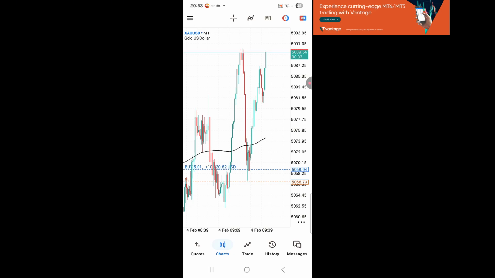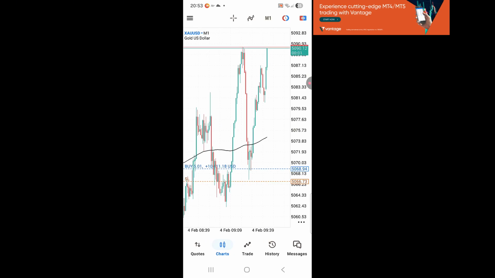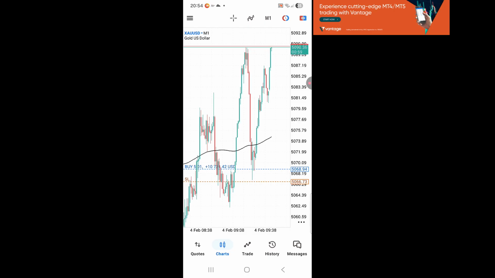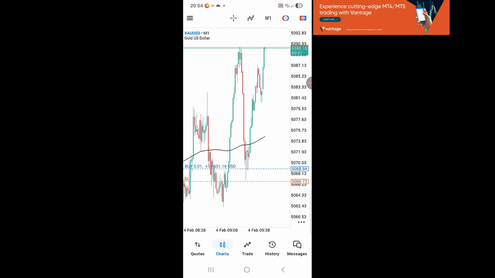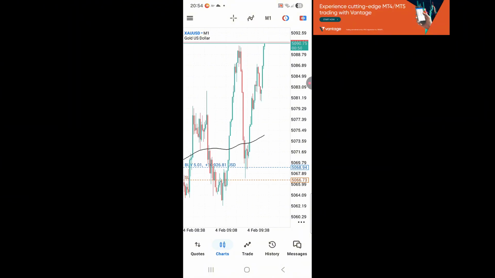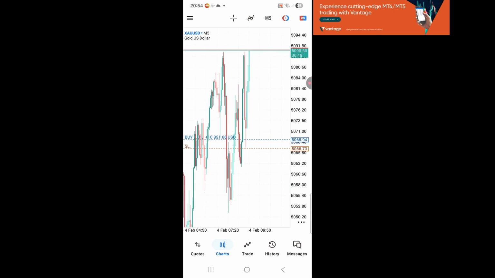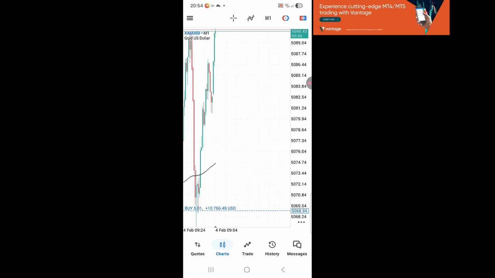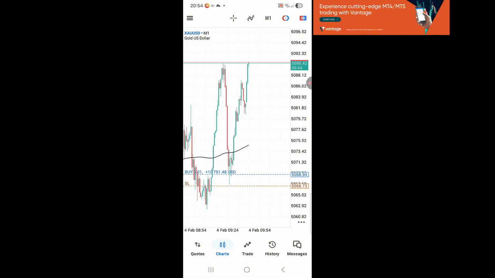Hey traders, so I'm in a massive trade here on gold, up 10k USD. I'm just about to close this trade because it's just hit this high over here. Caught this trade on the 1 minute time frame. I'm gonna move my stop to break even.